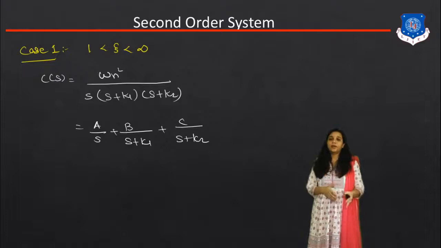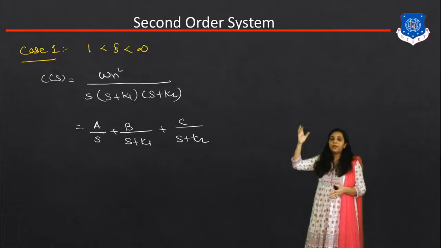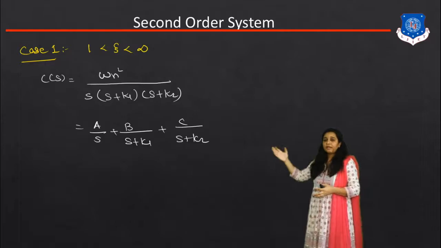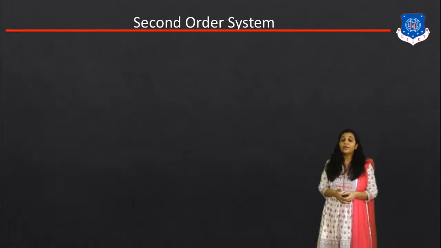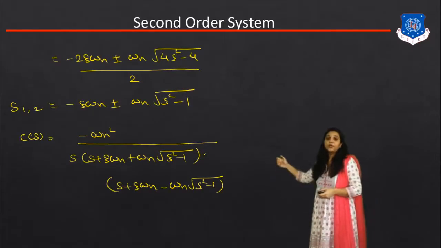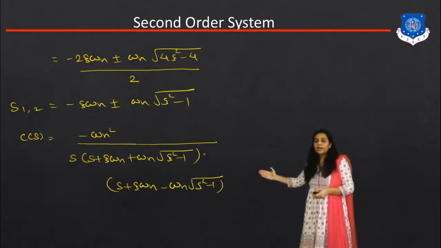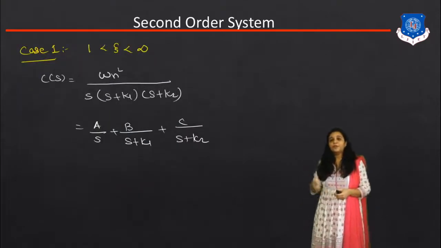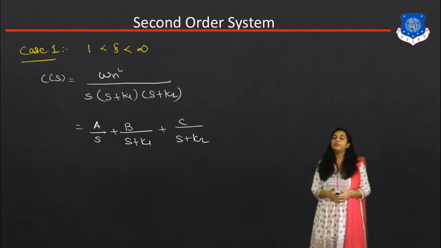Now case number 1: if the value of zeta is between 1 and infinity, that is 1 less than zeta less than infinity. The output equation is omega n square upon s, s plus k1 and s plus k2. What is the value of k1? k1 is equal to zeta omega n plus omega n under root of zeta square minus 1 and k2 is equal to zeta omega n minus omega n under root of zeta square minus 1. Now use the partial fraction method and find the values of a, b and c.